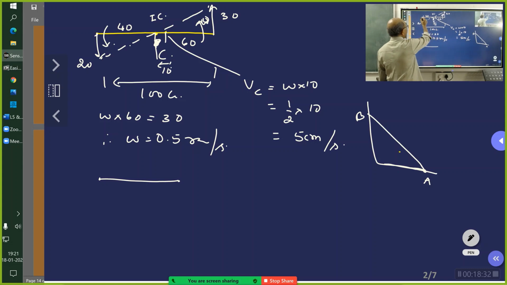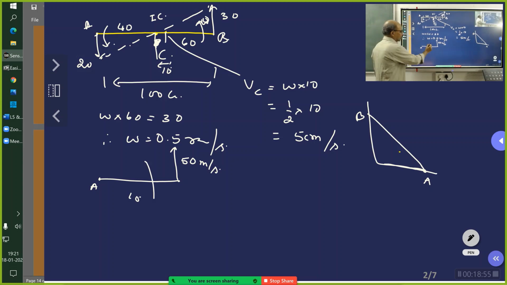That is, now you silence this point A. How will you silence it? You will add a vector 20 up to this. Therefore, if you say this point A is notionally at rest, then this B will be 50 meters per second, right? And this A is 100.